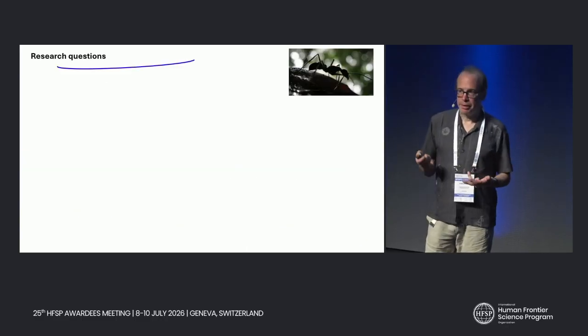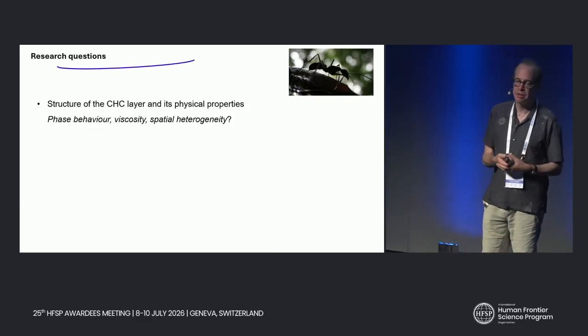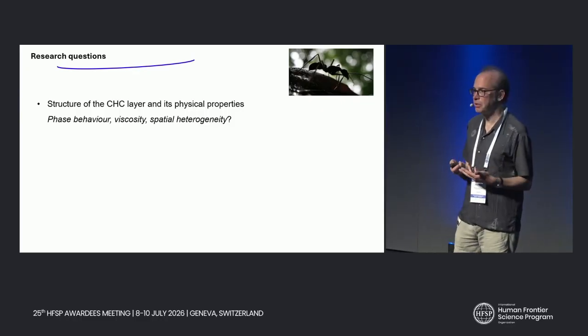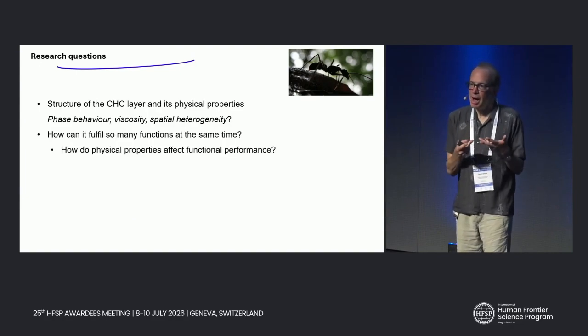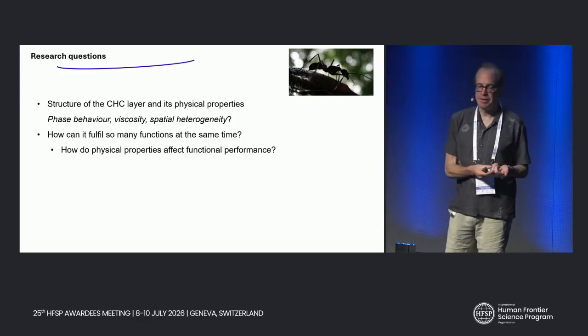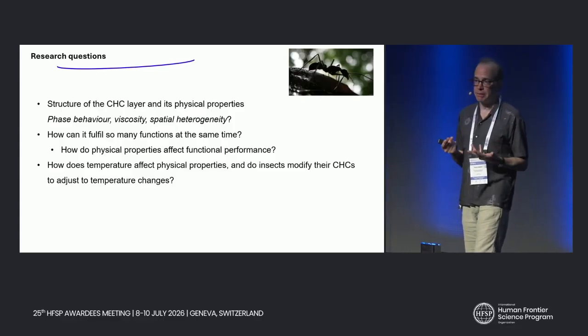So the research questions of our HFSP projects are, first, what is actually the physical structure of the CHC layer, and what are its properties in terms of phase behavior, viscosity, and spatial heterogeneity? Then we wanted to see how it can fulfill so many functions. First, how do these physical properties actually affect the performance in the different functions? And then how does temperature affect all these physical properties?